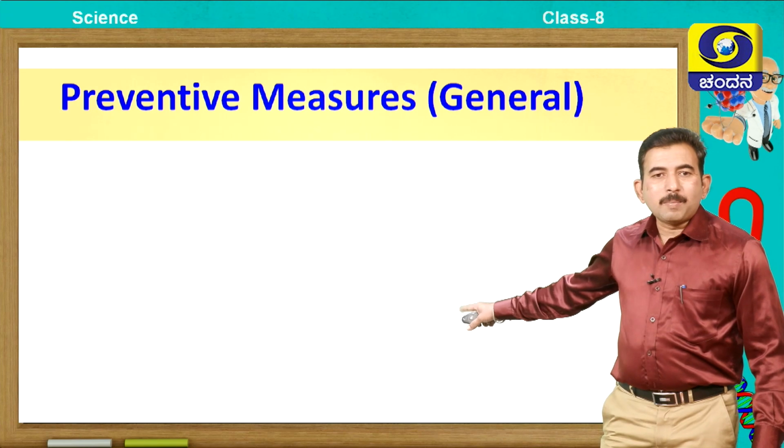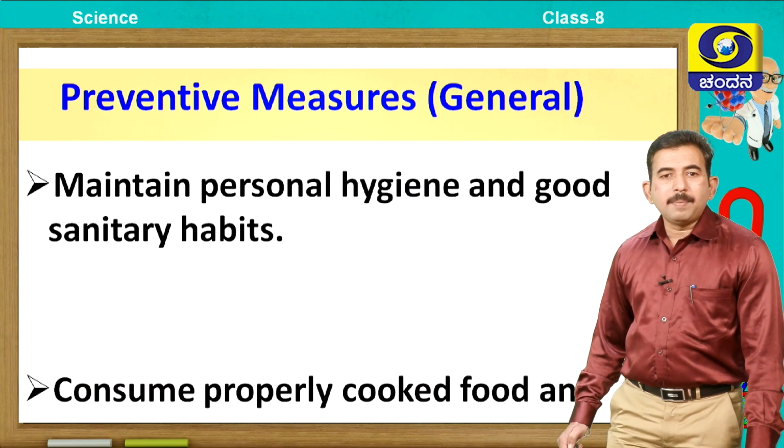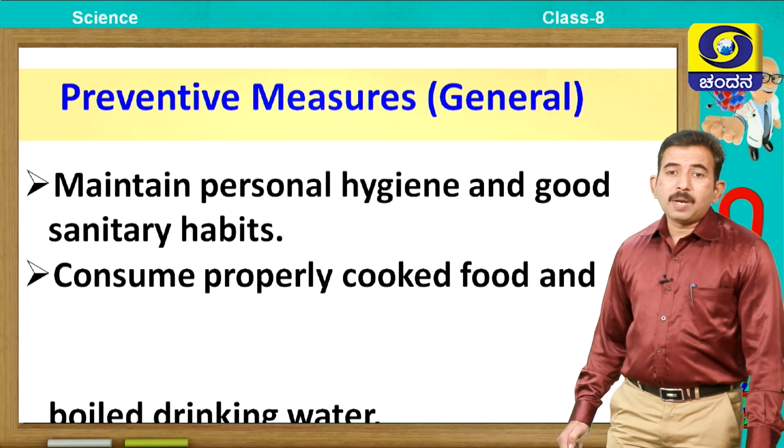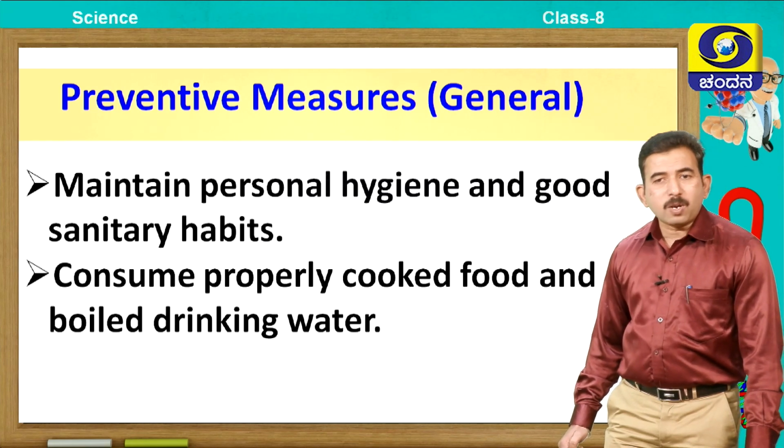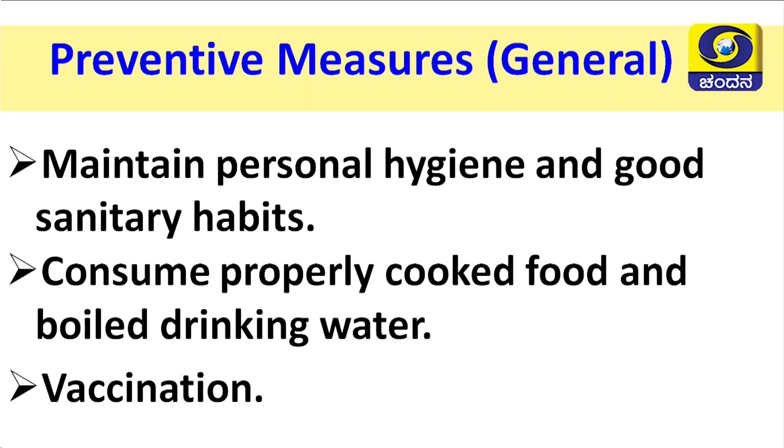Now let us discuss the preventive measures. Maintain personal hygiene and good sanitary habits. Consume properly cooked food and boiled drinking water. Vaccination. These are some of the preventive measures for water and foodborne diseases.